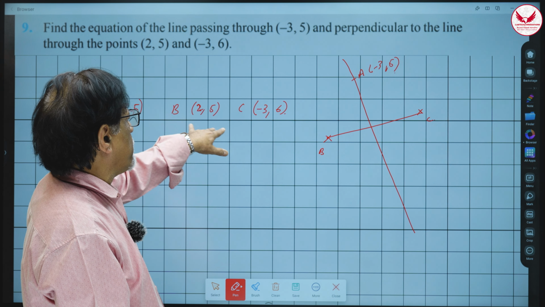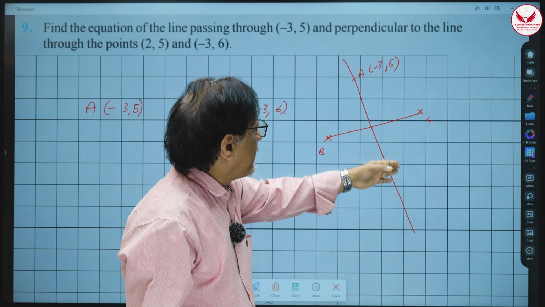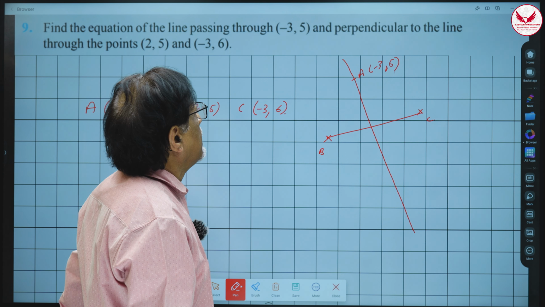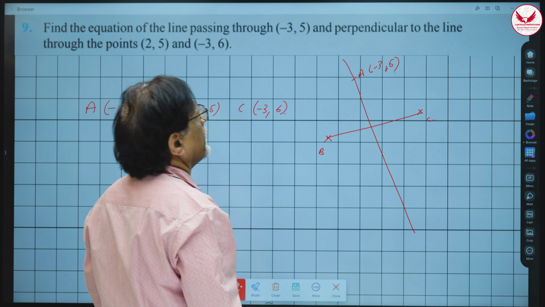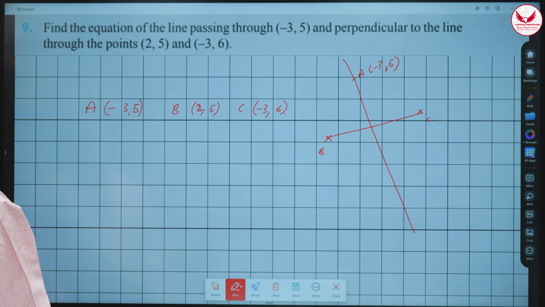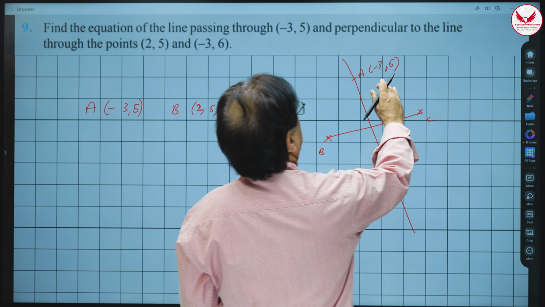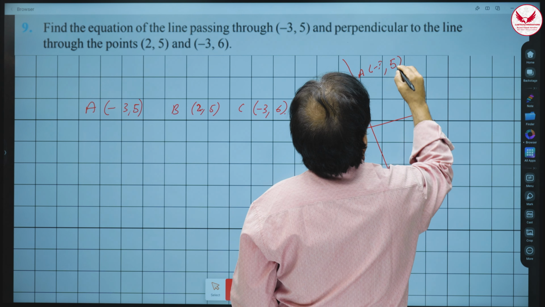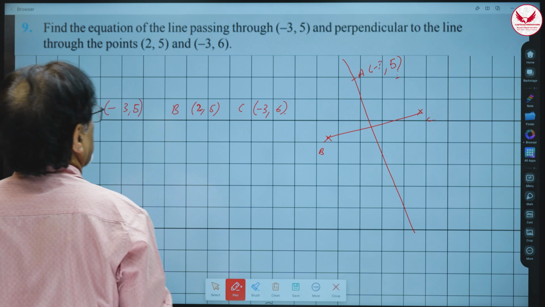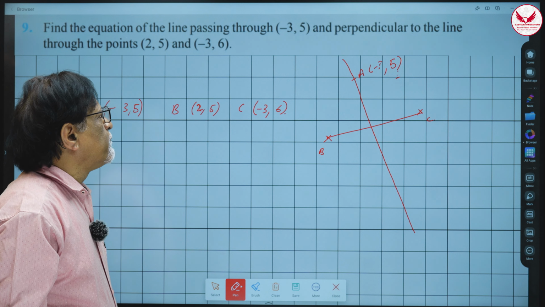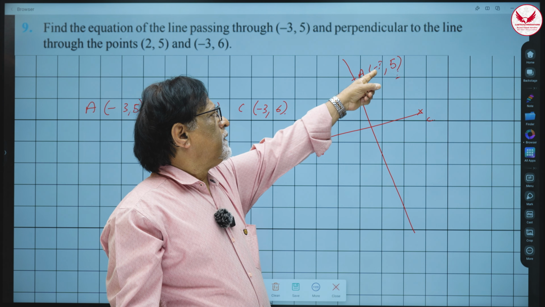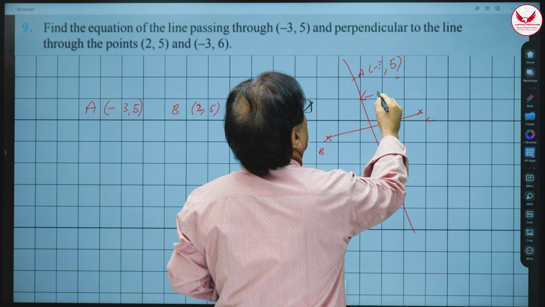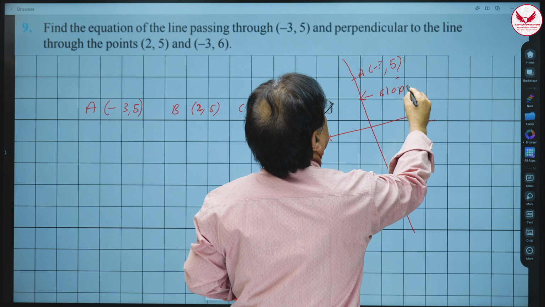B and C are the 2 points through which one line passes. We want a line which is not along BC, but which is perpendicular to BC, and it passes through the point called A, denoted by (-3, 5). So I know the point through which the line passes, and I should know the slope of this line. I want to find out the slope of this line.